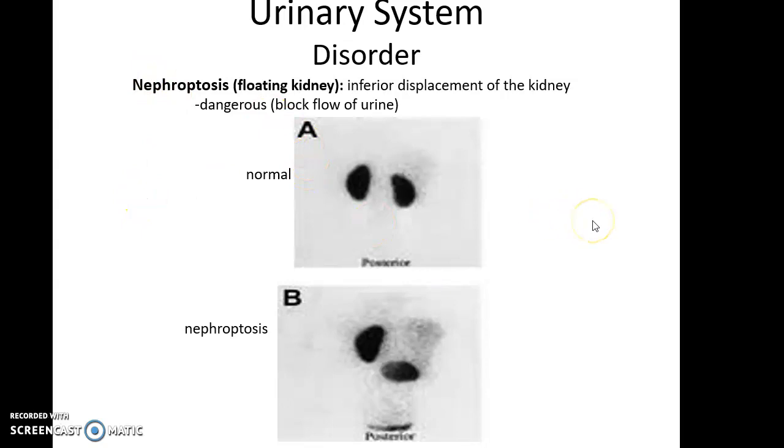Nephroptosis is an inferior displacement of the kidney. So basically it somehow becomes detached from the posterior abdominal wall and displaced inferiorly. This is dangerous because, as you can see, the displacement of the kidney can cause it to be rather significantly moved inferiorly and can lead to kinking or blocking of the ureter, which would then lead to a blocking of the urine, which would be very painful and also would make the functions of the kidney less functional.